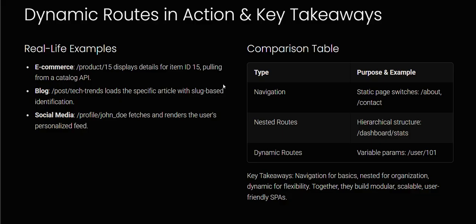To summarize the three topics: navigation is moving between simple static pages, nested routes are structured parent-to-child navigation, and dynamic routes are variable data inside the URL. The key takeaways are: navigation helps us switch pages, nested routes organize routes, and dynamic routes let us pass parameters in the URL. These features help us build modular, scalable, and user-friendly apps. Now I will show the code implementation of these three topics.